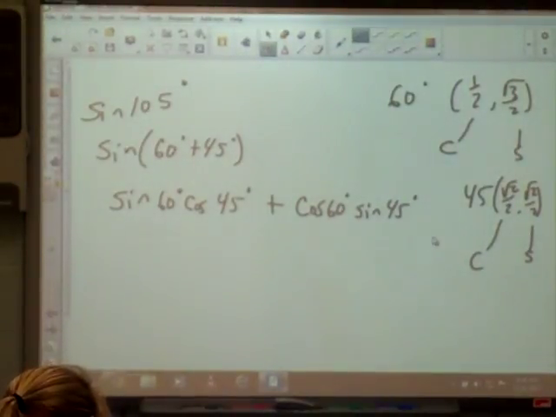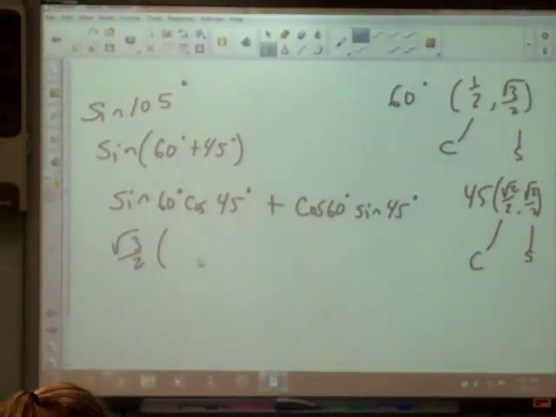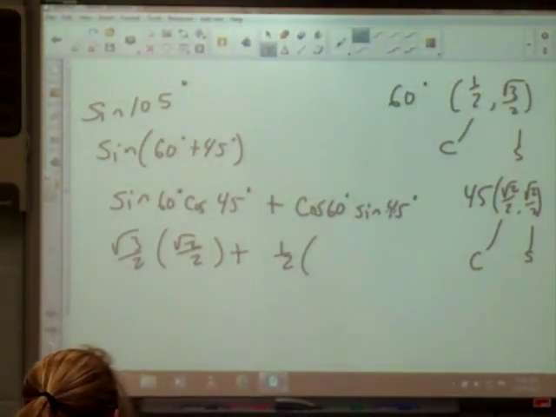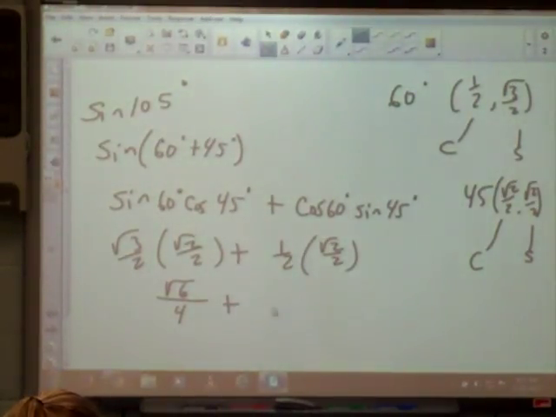So those are the values that I'm going to plug in. So sine of 60, square root of 3 over 2, times cosine of 45, square root of 2 over 2, plus cosine of 60, 1/2, times sine of 45, square root of 2 over 2. Okay, so square root of 3 times the square root of 2, that's the square root of 6. 2 times 2 is 4. 1 times the square root of 2 is just the square root of 2. And 2 times 2 is 4.